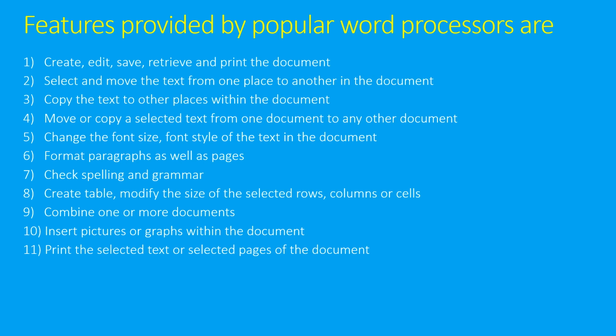Next, change the font size and font style of the text in the document. Means if you need a particular font or font size, then you can apply it specifically on that part without affecting the other part. Next, format paragraphs as well as pages. Next, you can check the spelling and grammar. Next, you can create a table according to your need and modify the size of the selected rows, columns and cells. Next, combine one or more documents.